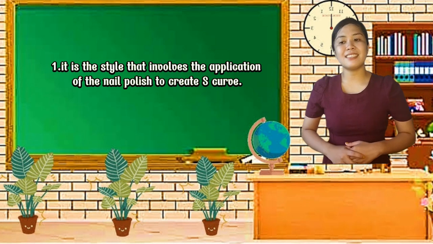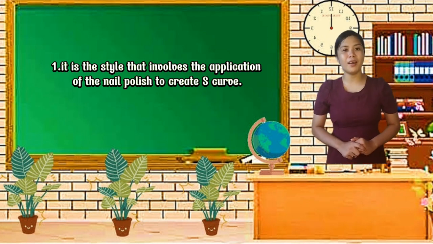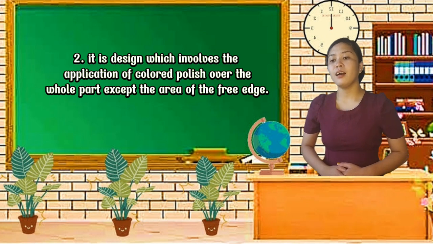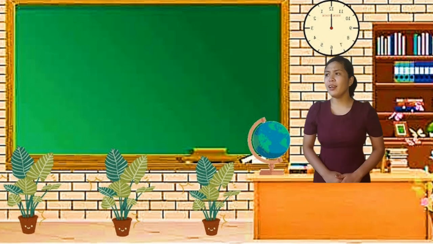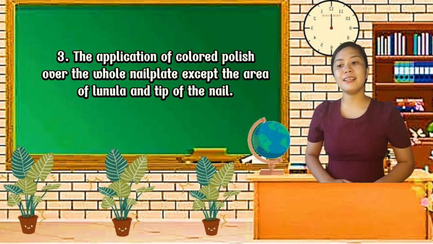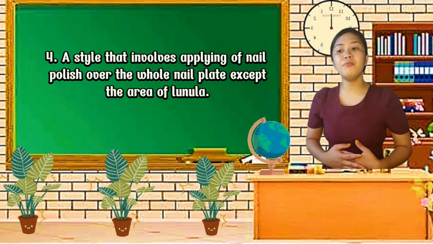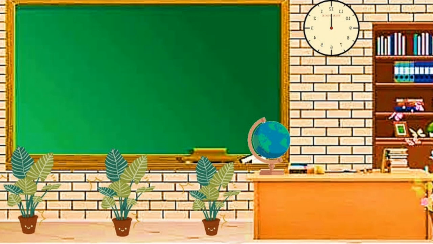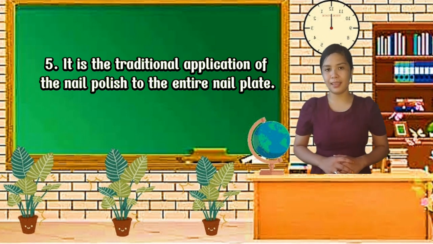Number one, it is a style that involves the application of nail polish to create an S-curve. Number two is a design that involves the application of colored polish over the whole part of the nail except the free edge. Number three, it is the application of the colored polish over the whole nail plate except the area of the lunula. Number four, it is a style that involves applying nail polish over the plate except the lunula. Number five, the last number, it is the application of the nail polish to the entire nail plate.